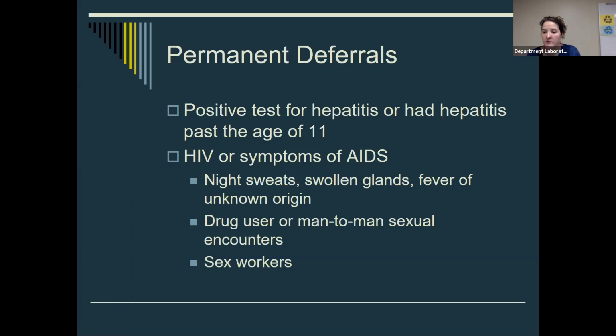So permanent deferral, male to male. The FDA has recommended that it be 12 months. It is up to the donation facility to make that determination, so they will have it set in their SOP.